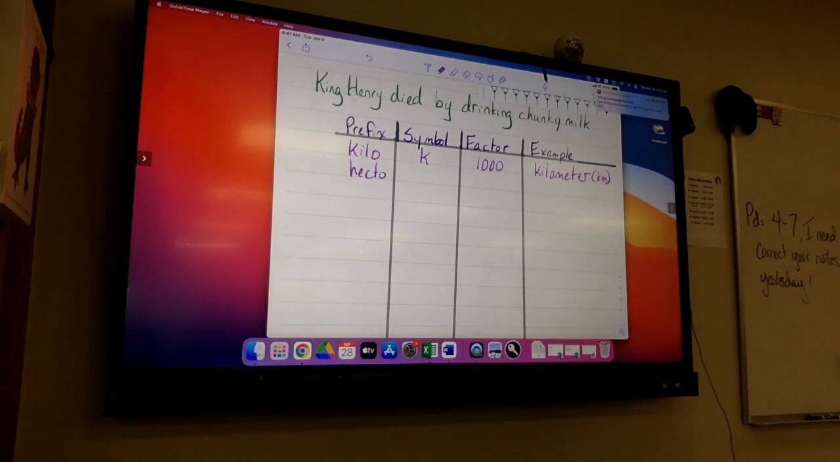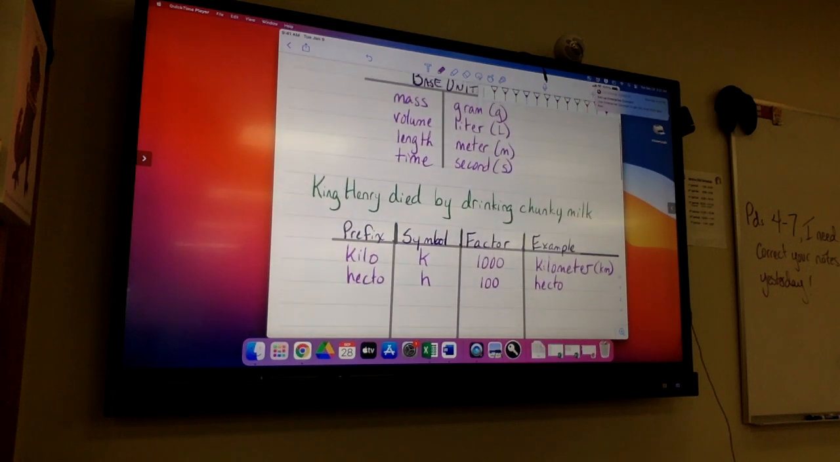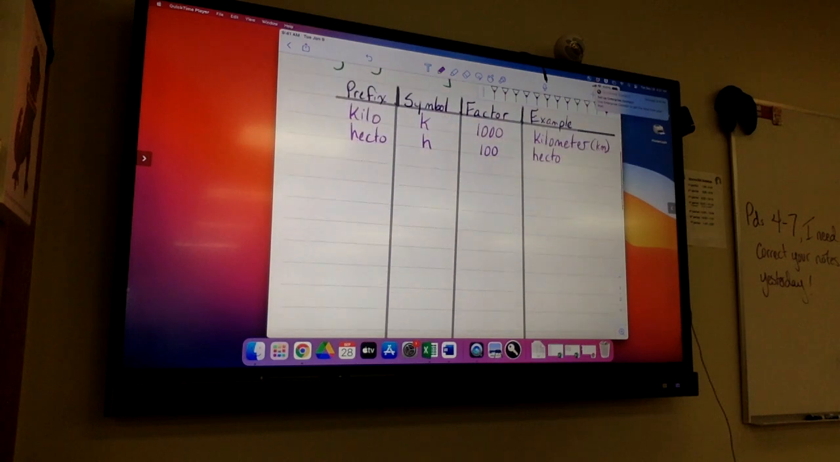Hecto, abbreviated lowercase h. It's a factor of 100. And an example could be hecto, let's do another one. How about hectogram? Which is Hg.